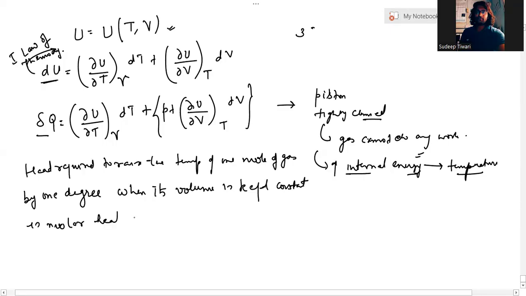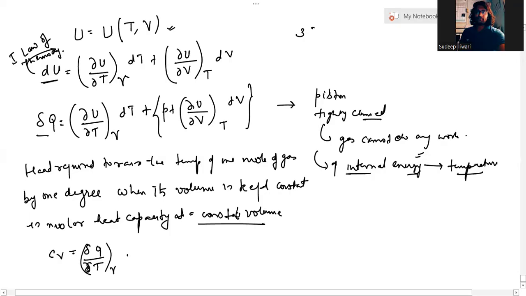So it is called the molar heat capacity at a constant volume. So what is CV? CV is nothing but delta Q by delta T at constant volume. And obviously, at constant volume, the P dV term becomes 0. And I can simply write that this is equal to del U by del T at a constant volume. So my CV is nothing but del U upon del T at a constant volume.